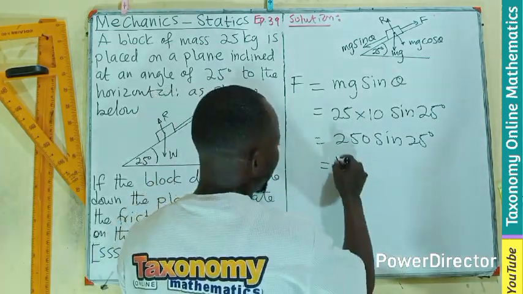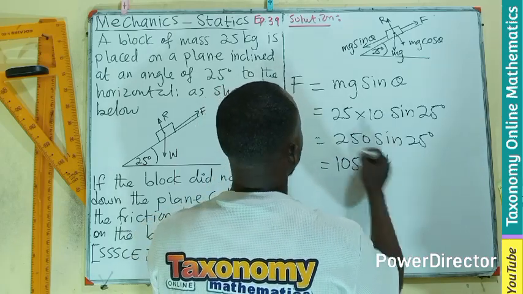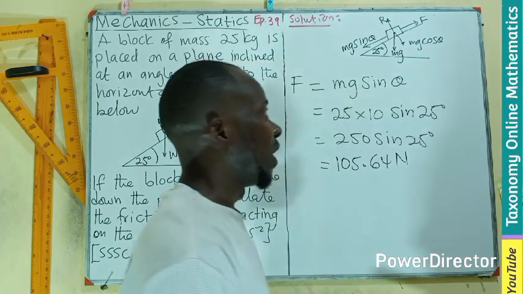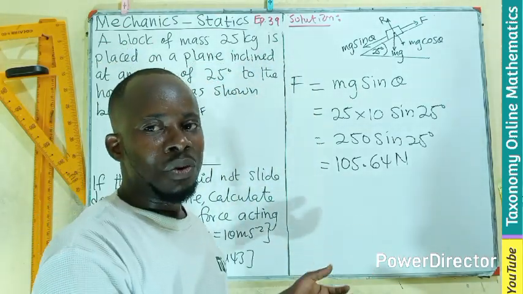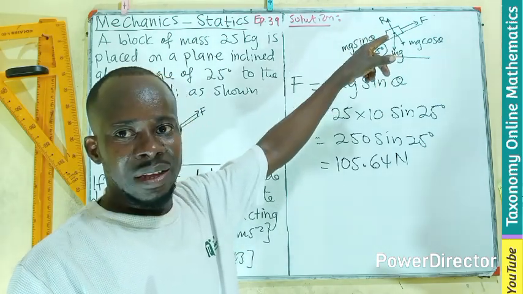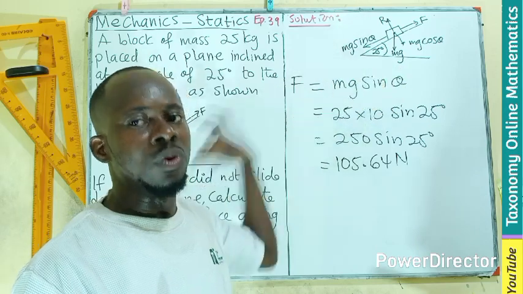And it will give me 105.64 Newton. This is just the value of the frictional force that is keeping the body from sliding down. When the body begins to slide down, it means the force here is greater than the frictional force. That is the only way the body will slide down.